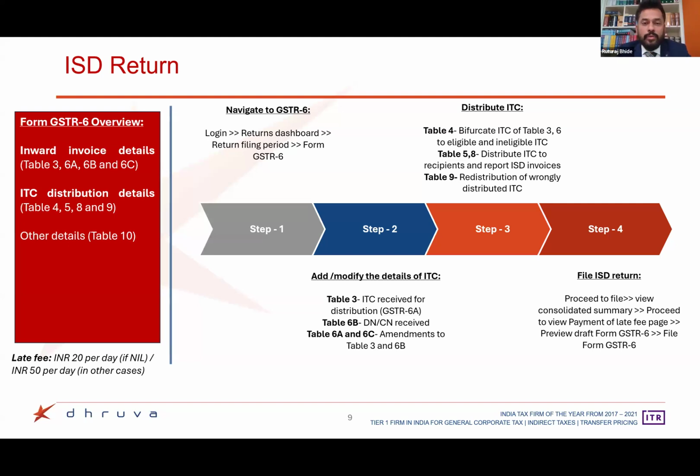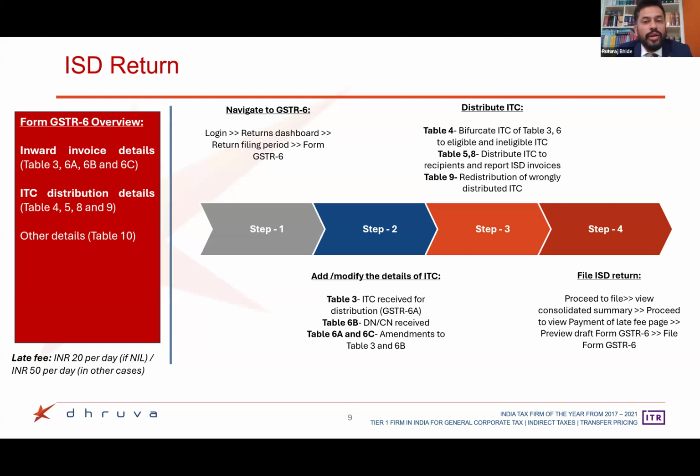Now, in terms of steps, first of all, when I'm filing my GSTR 6, whatever is the base figure that I'm getting in my GSTR 6A, I will have to modify that, add to it, reduce from it, depending on the actual data available in the system. On the basis of that, firstly, the ITC available for distribution will have to be crystallized. Once that is done, the ITC will have to be bifurcated into eligible credit and ineligible credit. As I was saying earlier, an ISD is mandated to distribute both eligible credit as well as ineligible credit. So both these credits will have to be distributed.